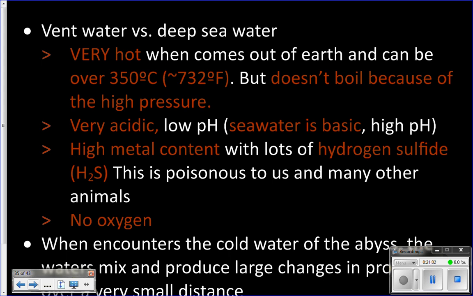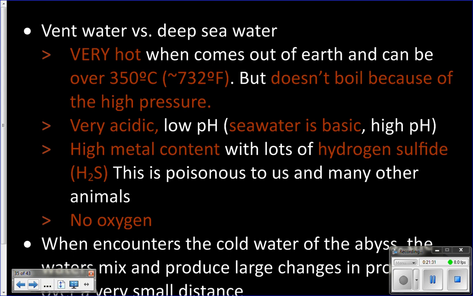Ocean water is very cold. Hydrothermal vent water is about 732 degrees Fahrenheit. Do you know what temperature water boils at normally? 212. So this water should be way hot. Like this water should be gas. But because of the pressure of the deep sea, it remains liquid. So it's superheated water, and it looks like it's smoking, but it's actually not.